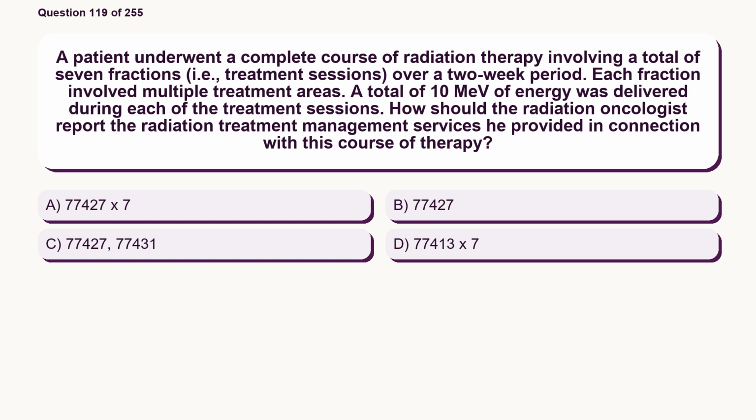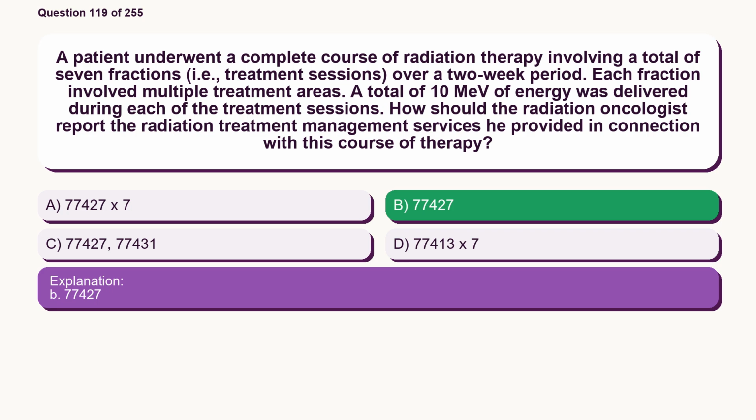Option A, 77427 x 7. Option B, 77427. Option C, 77427, 77431. Option D, 77413 x 7. The correct answer is option B, 77427.